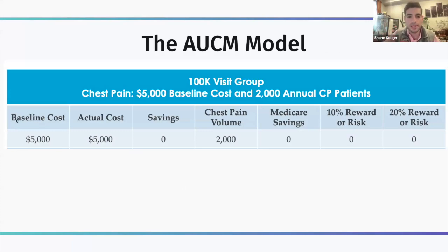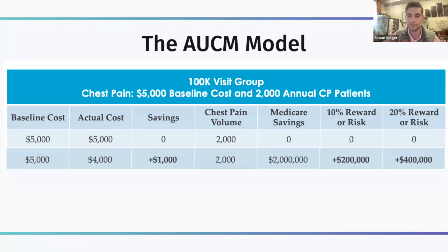So this is our baseline cost for chest pain based off the hospital's last 3 years, and it's reported as $5,000. And so that includes your overhead for admissions, treatments, doctor's visits, and medications. And this is our actual cost. So that's how much the patient care actually costs. So in this case, it was $5,000. So the hospital breaks even in this scenario. And in reality, they may have actually lost a little bit because they would have had to implement administrative changes and paid money to set up the system.